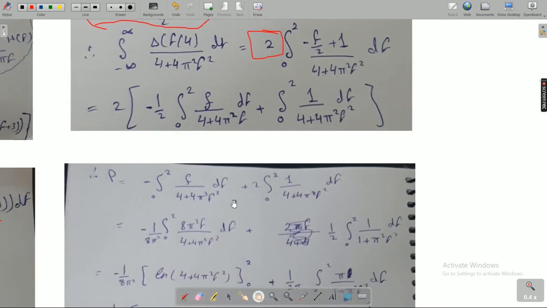So I have this term, I would like to integrate it. As I have just mentioned previously, we will split it into two terms. 2 is taken as a common factor. This is the first term, negative f over 2 over these terms, and the second term is this one, 1 over this term here, as I have done here. And here I have also done another thing: I have taken negative 1 over 2 from negative f over 2 as a common factor here. So it is negative 1 over 2 integral f over 4 plus 4 pi squared f squared, and here it's plus 1 over 4 plus 4 pi squared f squared.